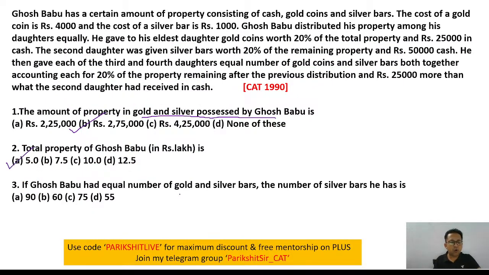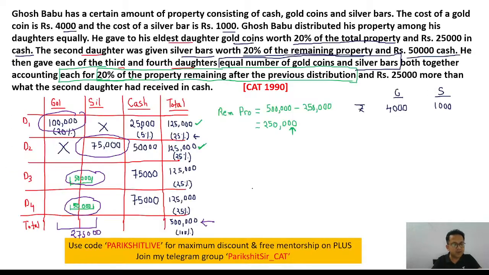Next, if Ghosh Babu had an equal number of gold and silver bars, the number of silver bars he has is... okay, equal number of gold and silver. So let's say the number of gold and silver bars is equal. This would be X and this is X. Silver is X and gold is also X. It's equal after all, right? So what is the total amount spent on gold and silver?